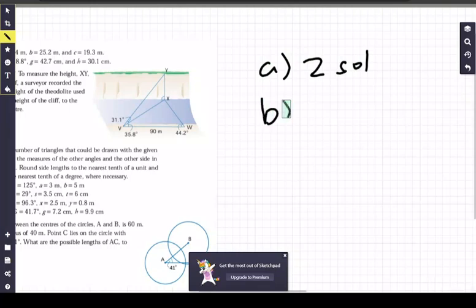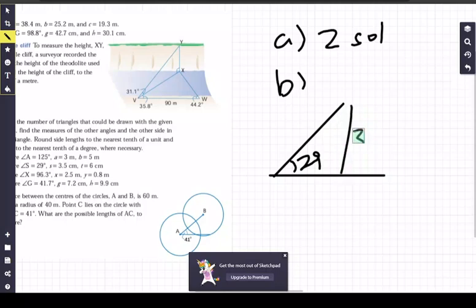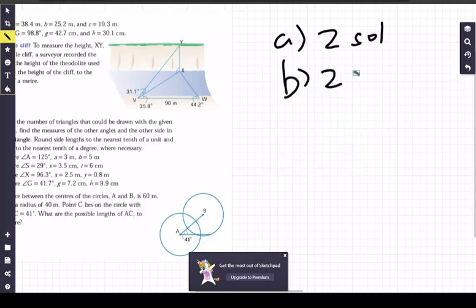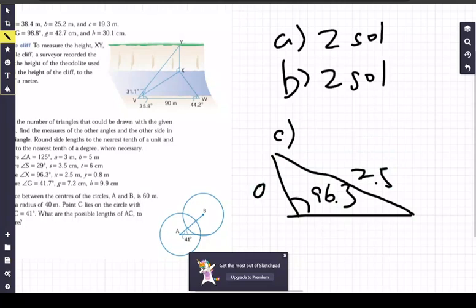For question number B, we have S being 3.5. This is 29 degrees. So S is over here. So S is 3.5, and that's 66. So we can still also create 2. Big X sits in here with a 96-degree angle. And then our small x, which is this, is 2.5. And this is y, so 0.8.